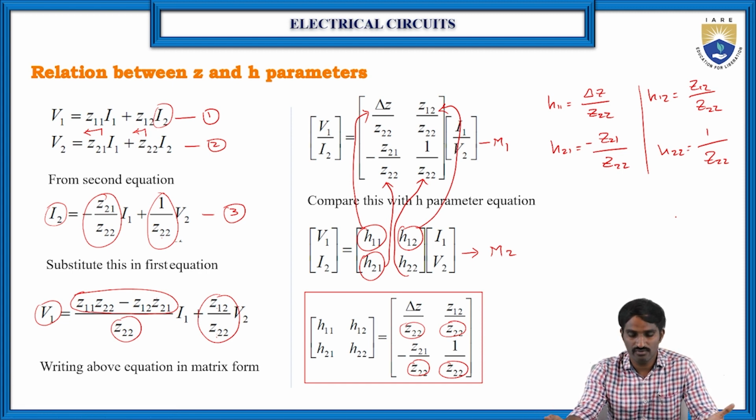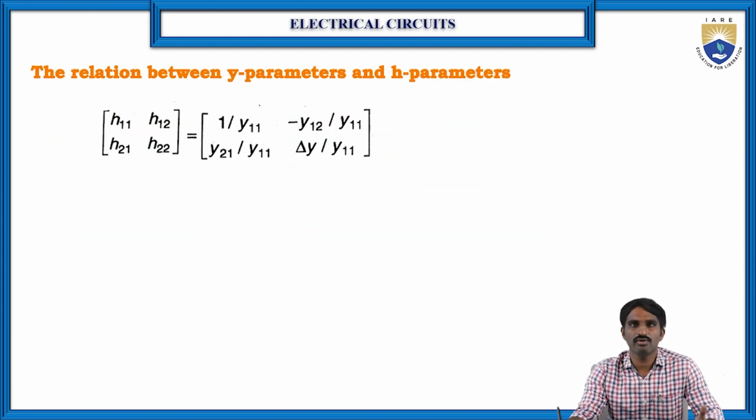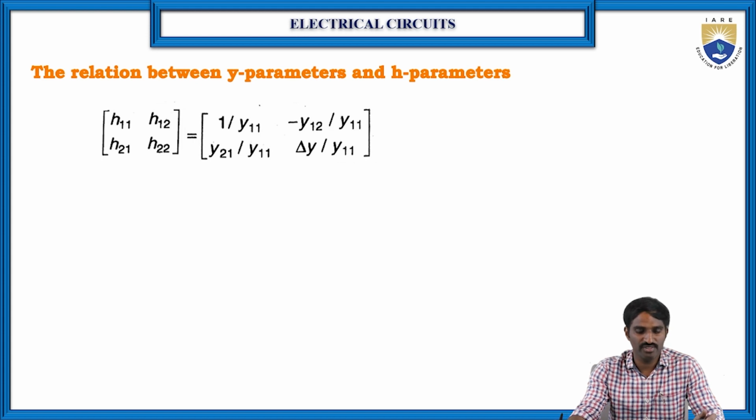So which means if you know the Z parameters, then we can find the H parameters and vice versa, right? Now in a similar fashion we can find the other relations also. So now this matrix indicates the relation between the Y parameters and the H parameters, which means H parameters in terms of Y parameters.